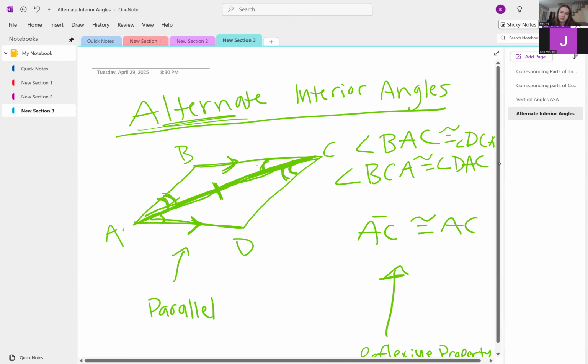So now with the information we have, we can claim that these two triangles are congruent by, this is another example of angle, side, angle. Okay, because we have one side in the middle of two angles that are congruent.